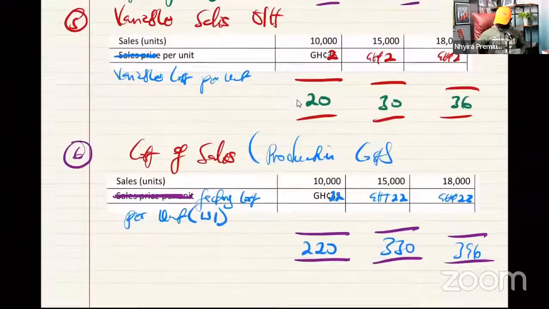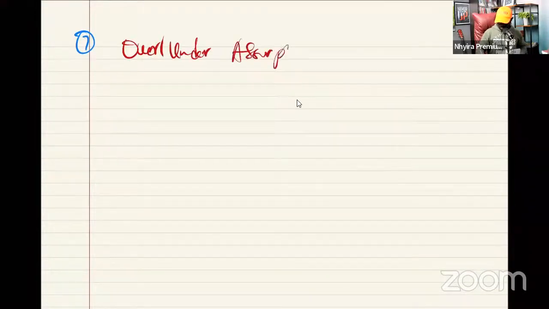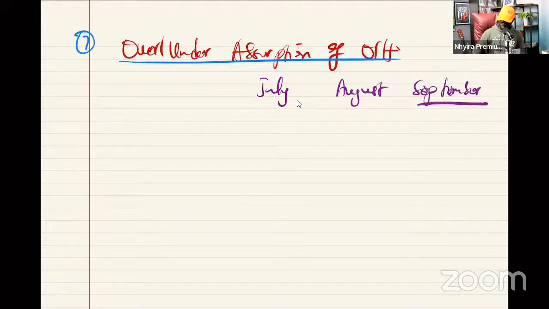We're going to do workings for that, and that'll be working 7: over or under absorption of overheads. Now, this is another part that people were screwing up. So we're going to have July, August, September, in our currency sign.